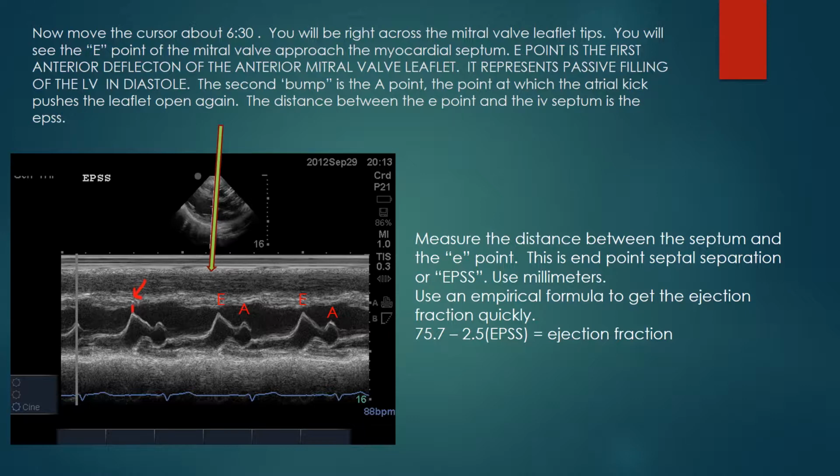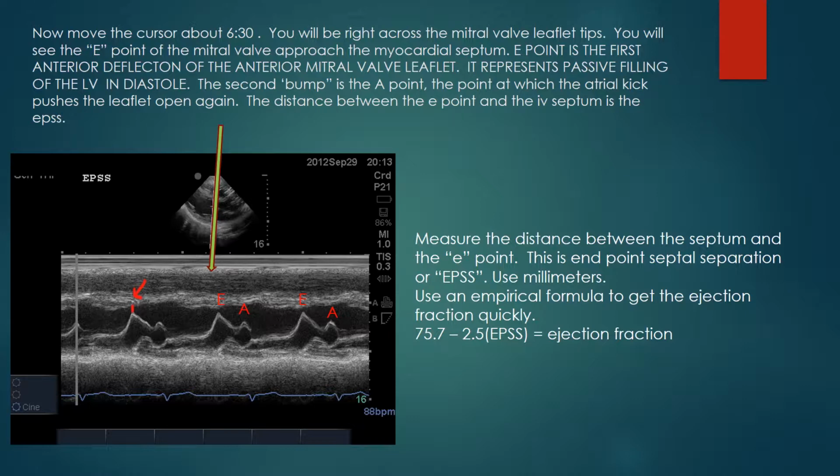In fact, you can use an empiric formula, which is 75.7 minus 2.5 times the EPSS in millimeters, and you can use that number as the ejection fraction, and most of the time you will be very accurate to the true ejection fraction. It's only not accurate if the mitral valve leaflet is tethered somehow and can't approach the septum because it is fibrotic and scarred down. But most of the time, this works very well.